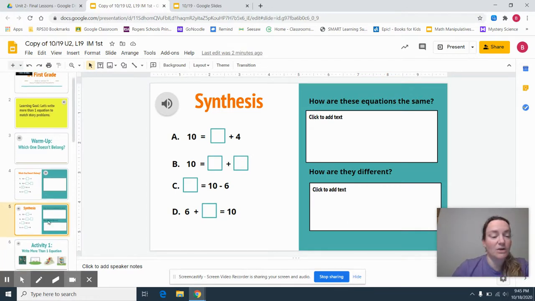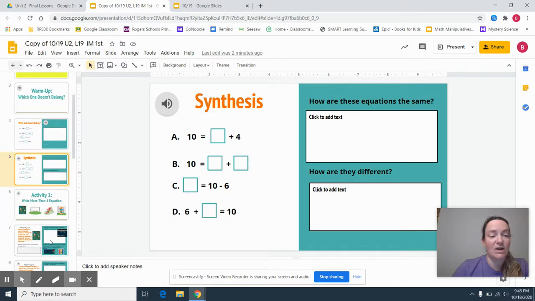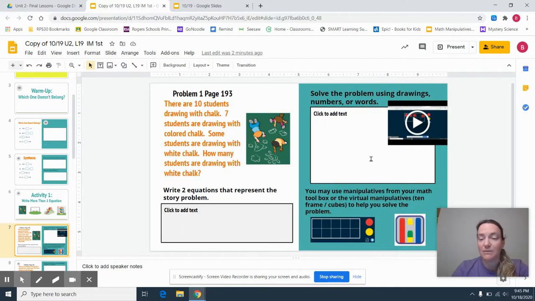I looked through the rest of the slides, and make sure you watch slide number 7, the video right here. It will really help explain what they're looking for when they ask you to write two equations that represent the story problem.